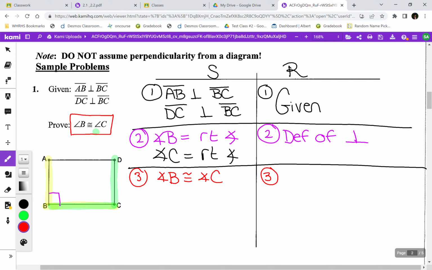This is a theorem. What was the theorem that talked about right angles? I know this. Give me 1 second. Emily. If two angles are right angles, they're congruent. Excellent. If two angles are right angles, then they are congruent.